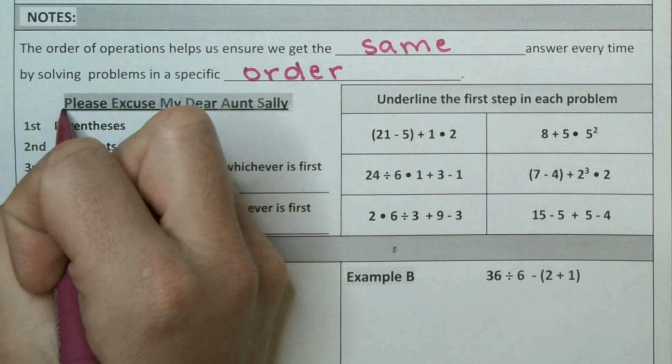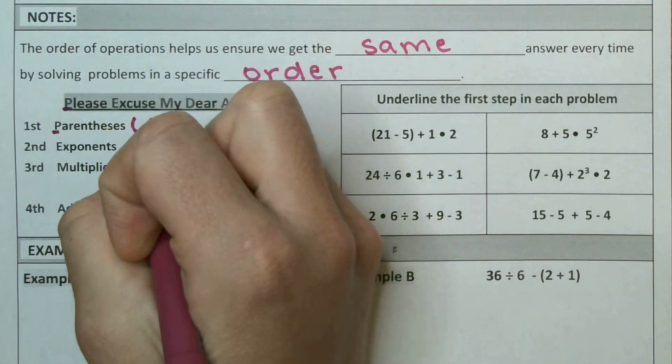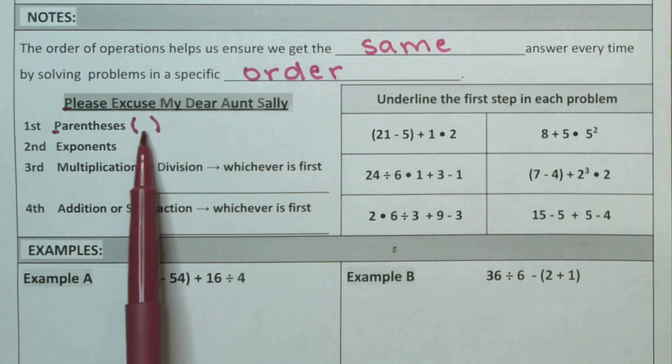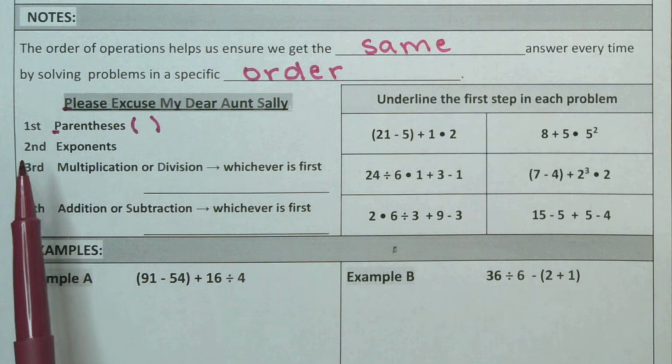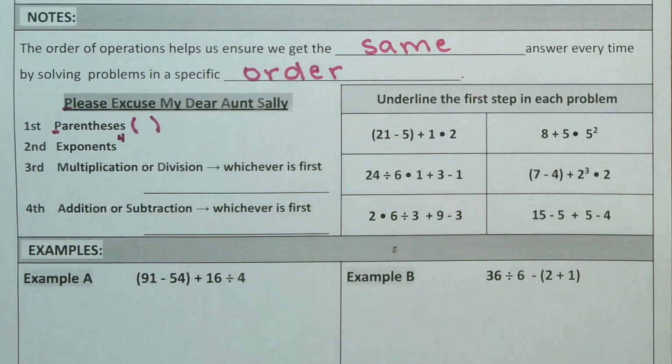And please, or the P, stands for parentheses. I want you to write in the little parentheses there. That is our most powerful operation. We are always going to look for parentheses first. Our second most powerful operation is exponents. Let's go ahead and draw a little tiny 4 to remind us about what an exponent looks like.